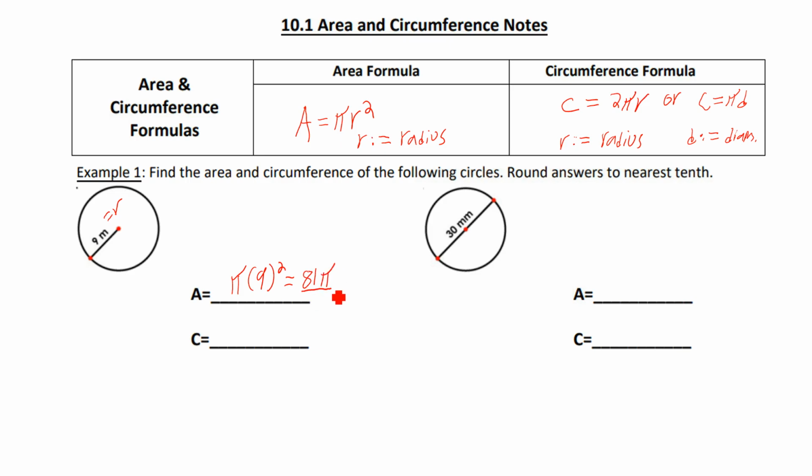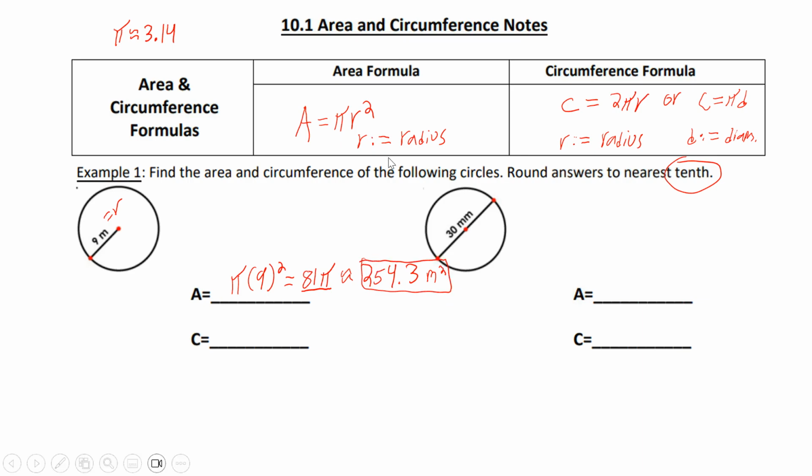Now, this is an exact answer. This is a mathematician's answer. You can leave it in terms of pi, but the instructions did say round it to the nearest tenth. So you can approximate that in your calculator by doing 81 times pi, or if you're struggling finding pi in your calculator, approximating it to 3.14 would be sufficient. So if you do that, you get about 254.3. And for units, we're working in meters, and this is area, so it's squared.